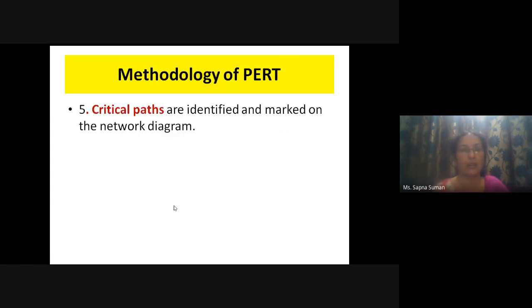Okay, so this was the fourth point. Now the fifth point or the fifth step here is the critical path. Okay, so critical paths are also identified and marked on the network diagram. As discussed earlier, critical paths are the alternatives.